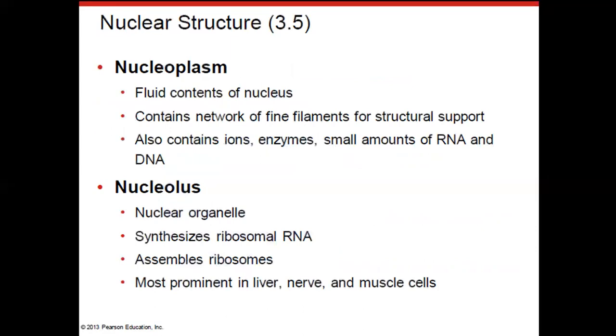And your nucleolus is a nuclear organelle. So it's actually an organelle within the nucleus. The nucleus is an organelle within the cell. And that's where the nucleolus synthesizes ribosomal RNA, and that also assembles ribosomes. You can find them most prominently in liver, nerve, and muscle cells. So not every nucleus has a nucleolus, but most liver, nerve, and muscle cells have that.